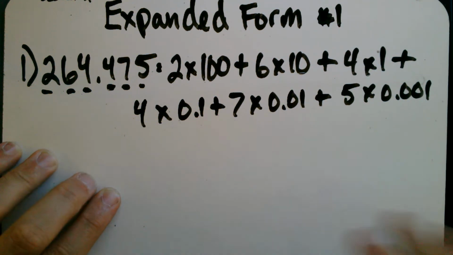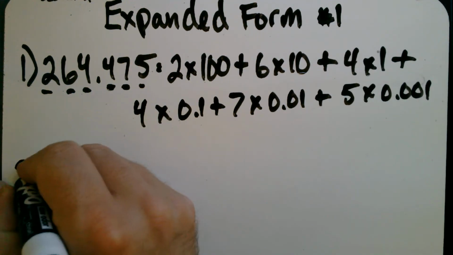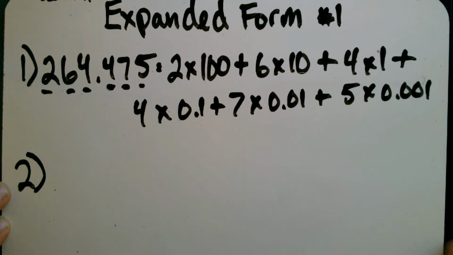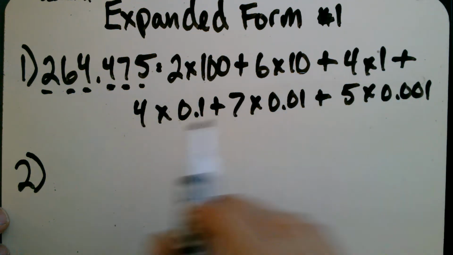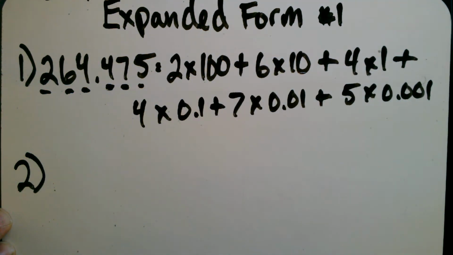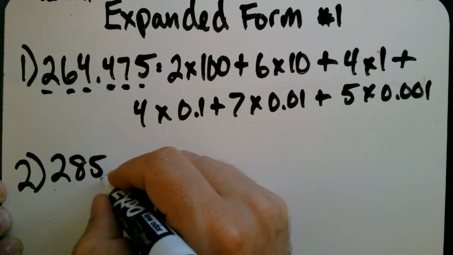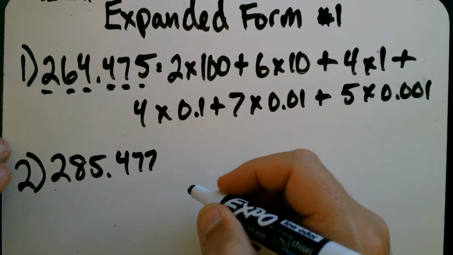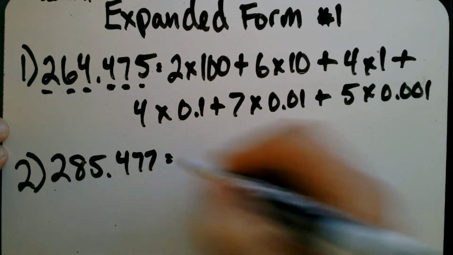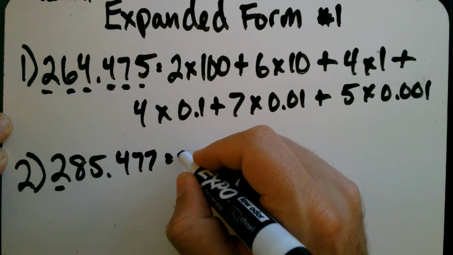All right, okay, I'm actually going to leave that on the screen, and I'm going to go ahead and do number 2. It's going to get a little crowded, but I want to go ahead and do that so that you can see the pattern that will form. That way when you're working on your other problems, you can see, oh yeah, it follows this pattern where we're just going from one place value to the next. All right, so number 2 is 285 and 477 thousandths.